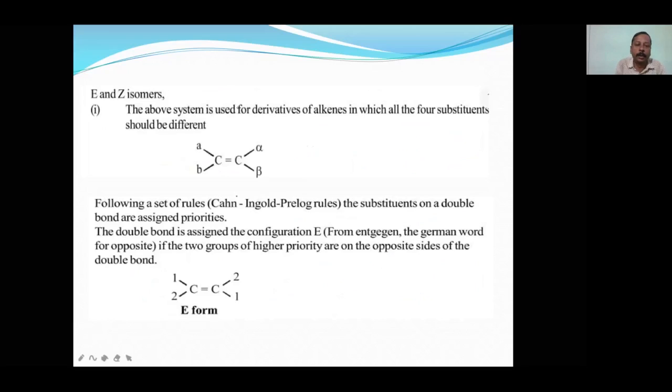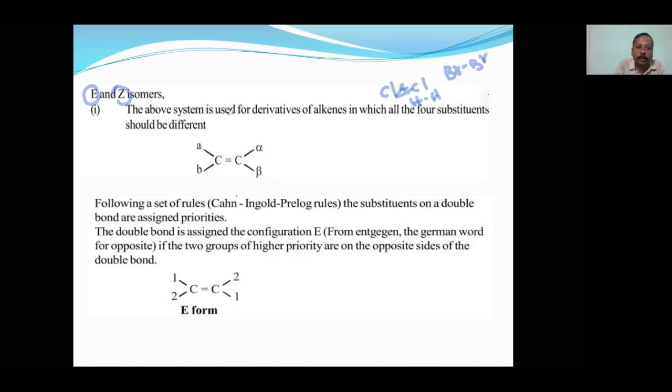Next, EZ isomerism. Cis-trans isomerism we have done. Then what about EZ isomerism? Sometimes we do not get a similar atom. Like in the previous example, I have taken two chlorine atoms the same. In another example, I have taken two bromine atoms the same, but the two hydrogen atoms are not the same. Here hydrogen is not equal to methyl. But in some cases, even the two chlorines will not be the same.